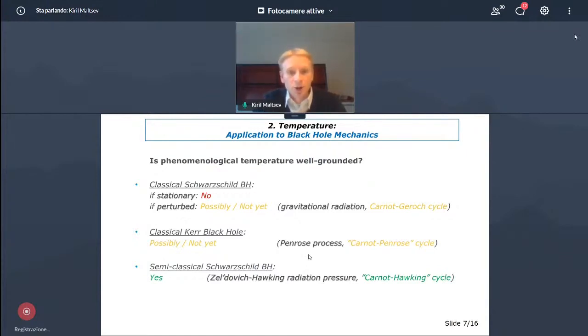Finally, for the semi-classical Schwarzschild black hole, the answer is positive. And this is on the basis of the Zeldovich-Hawking radiation pressure, since the flux of outward directed particles from the radiation generates a pressure which, even in the classical sense, will couple to thermodynamic systems, since whatever system you couple to it, it will feel the flux of particles even though the pressure will be low, and thereby power a machine. And such a cycle in the following will be called a Carnot-Hawking cycle.